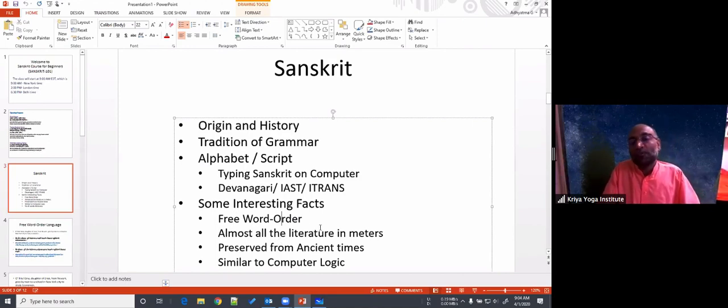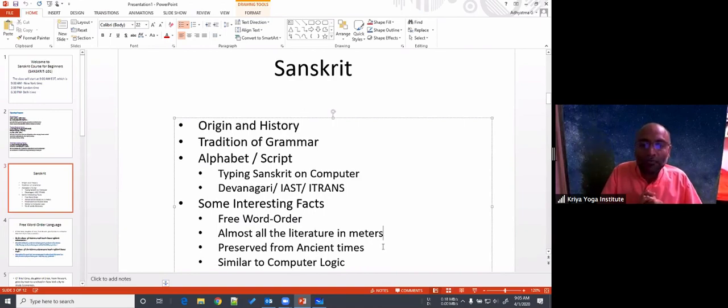Because of that, it gives tremendous flexibility to poets. Imagine the same sentence you can say in hundreds or thousands of ways. Because of that, all literature is in the metric format, that means in poetry. And we know from our own experience, like Mahabharata, Ramayana, Bhagavad Gita being a part of Mahabharata, they are all in poetry.